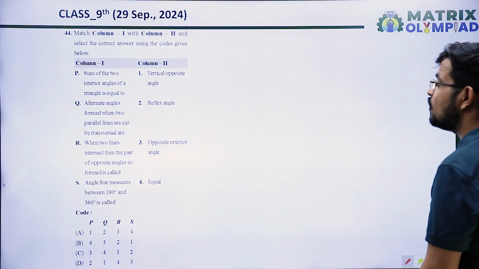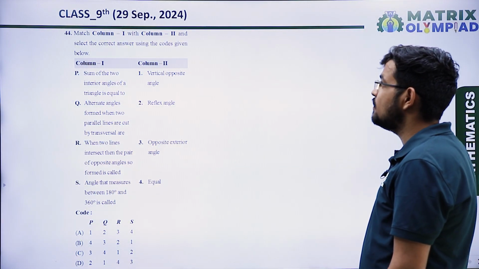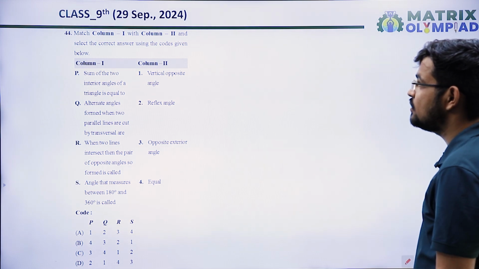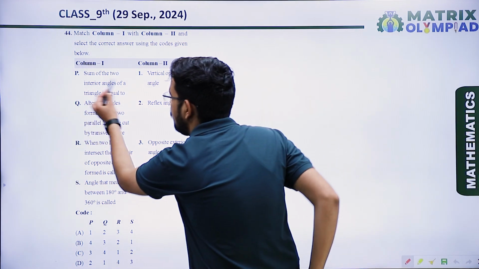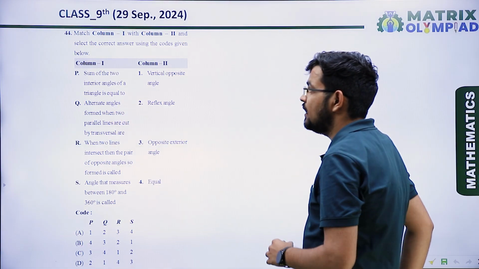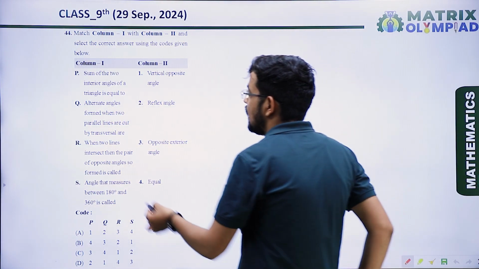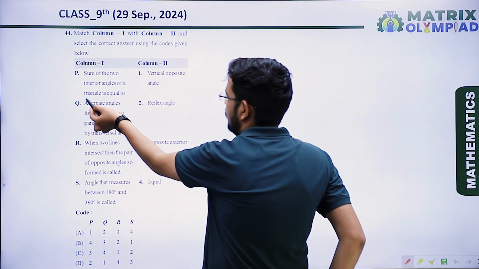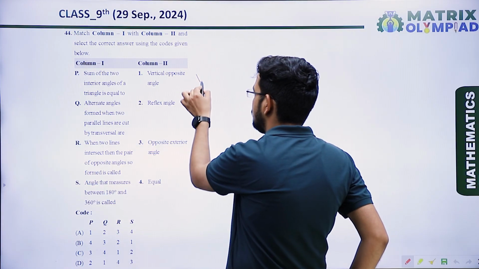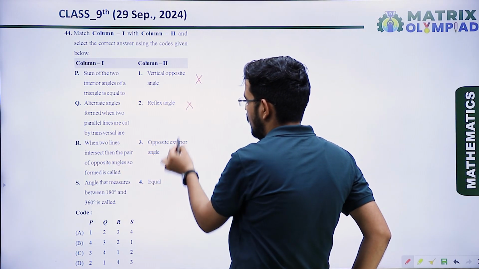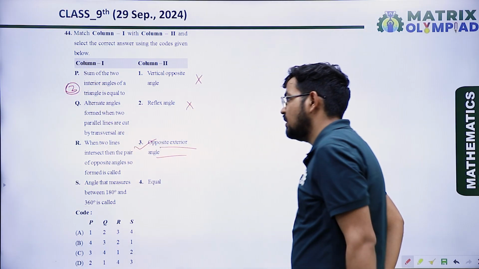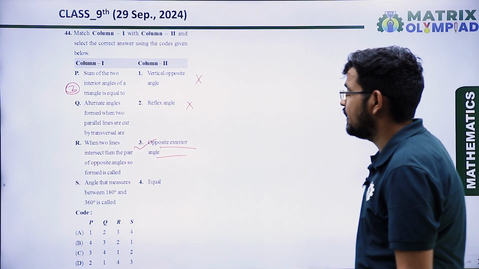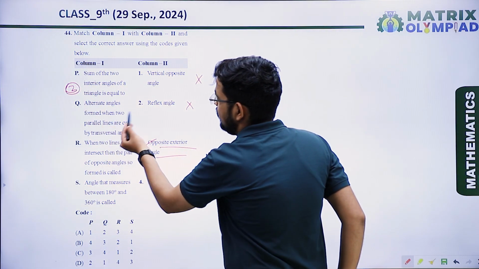Okay, question number 44. Match column first and column second and select the correct answer using the codes given below. P, sum of two interior angles of a triangle is equal to: vertically opposite angle, no; reflex angle, no; opposite exterior angle, yes. So the answer to P is the third, opposite exterior angle.